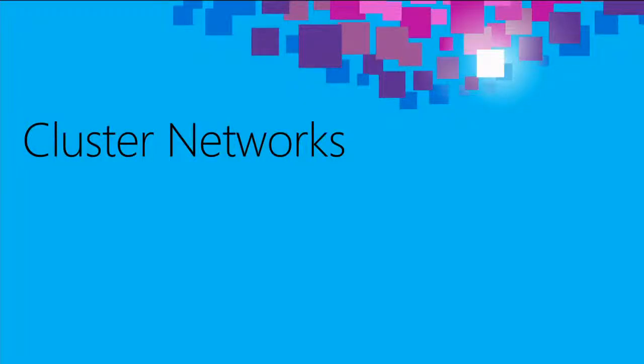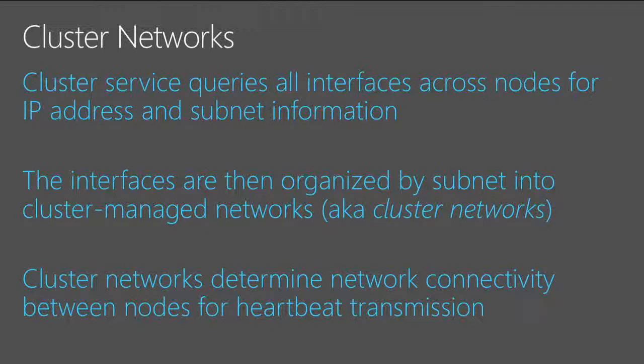So, cluster networks. The cluster service is responsible for looking at all the interfaces that exist across the nodes in a DAG and creating cluster networks that are associated with their particular subnet. So a cluster network is really an aggregation of individual interfaces that all belong in the same subnets. Now, the cluster service then takes those subnets, or those networks, and it builds a route table between all of them to determine how heartbeat information is going to be transmitted between those nodes.